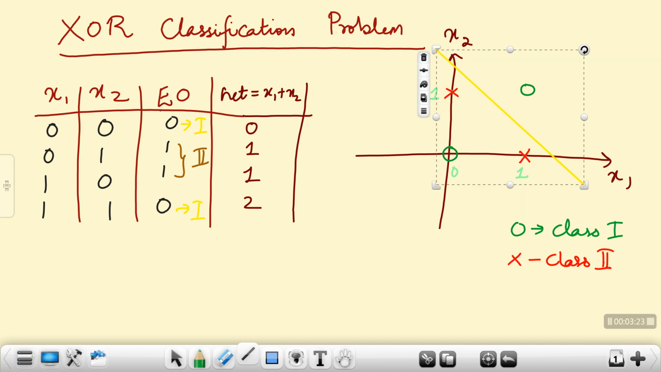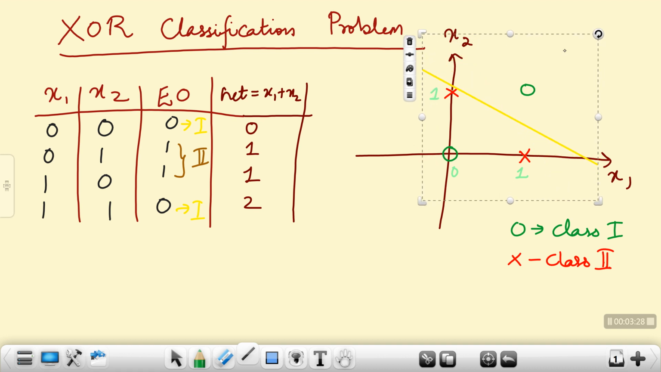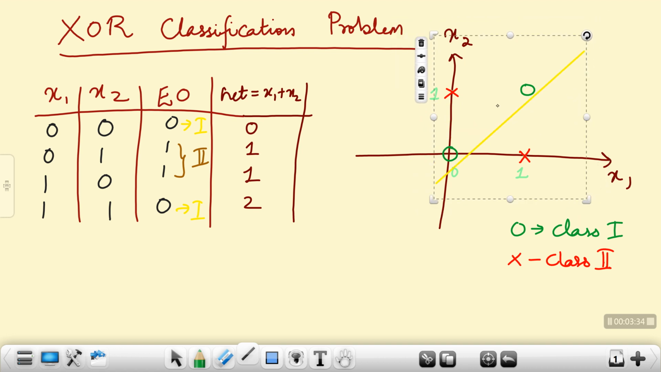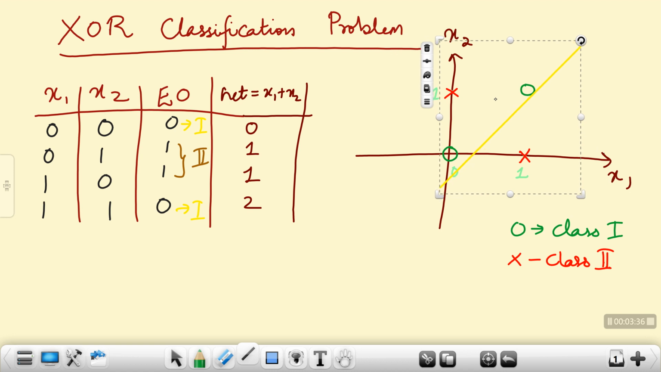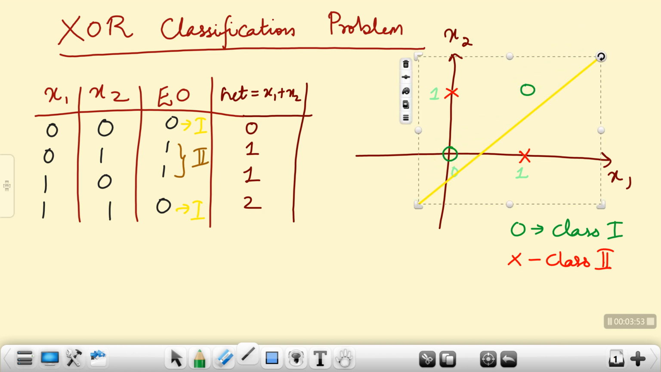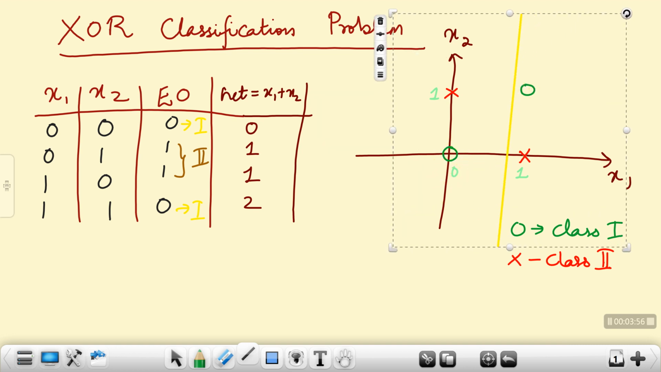If I rotate this line in some different direction, is it separating? No. I am trying to rotate this line in such a way that it separates, but it doesn't, because at any time three points are on one side and one point is on the other side, or in this case two points are on one side but both of them are of two different classes, so you cannot separate.